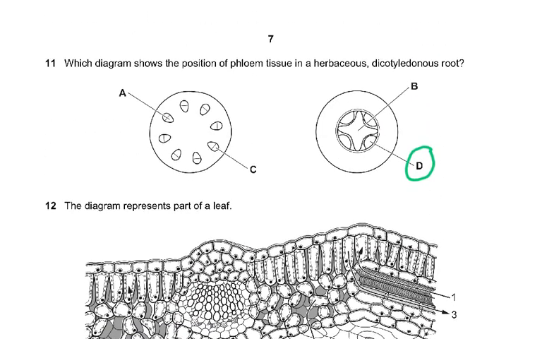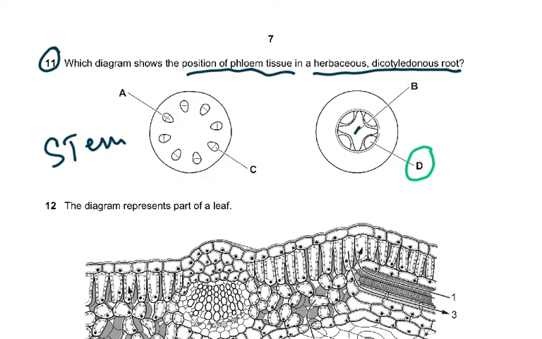Then coming on to question number 11, which diagram shows the position of phloem tissue in a herbaceous dicot root? Now this of course we know is the stem. Why? Because the stem has the vascular bundles out on the periphery. The root is the one which has it in the center. We know the X is the xylem, and then D is the phloem. This is something factual that we need to understand and remember.